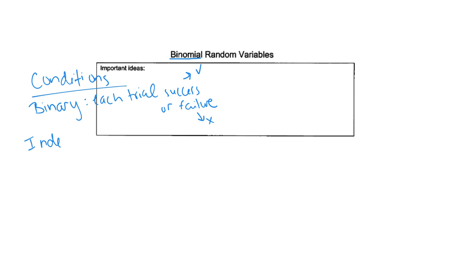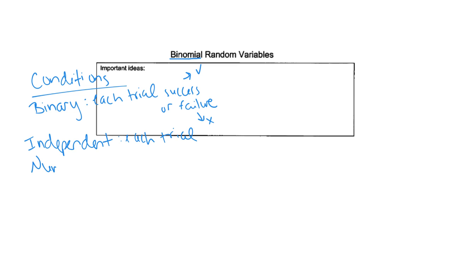Okay. They need to be independent of one another. So each trial is going to need to be independent of the one before it. So again, each trial needs to be independent of the trial that happened before it.